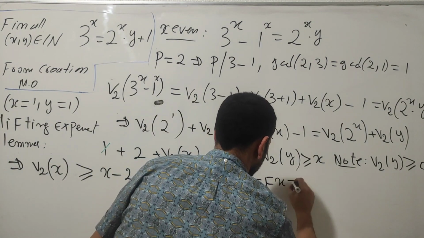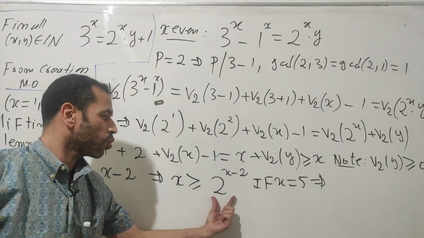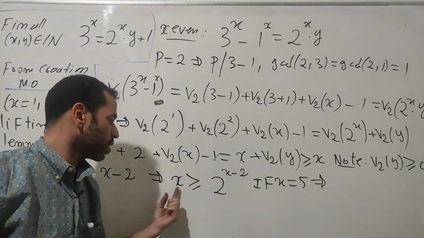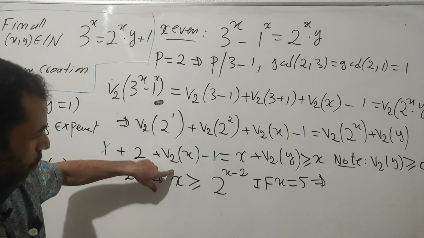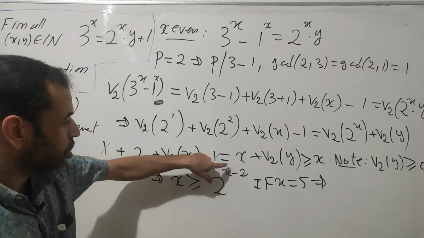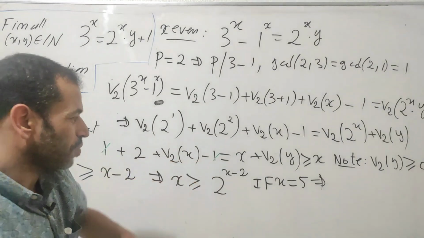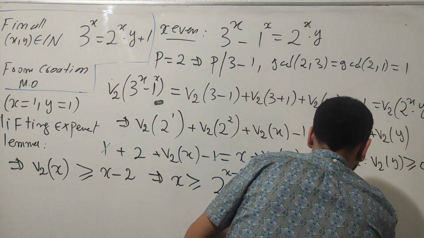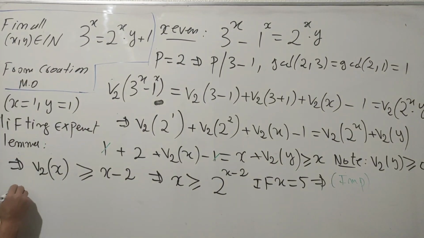Now we are going to find a problem. If x equals 5, what is going to happen here? The power of 2 is always growing quicker than x. If I choose x equals 5 and replace x with 5 here, I get 5 minus 2, which is 3. 2 to 3 is 8. We get 5 is bigger than 8, which is impossible. Which means it is a contradiction. Since it's impossible, x is going to belong to this set, 2 and 4. Why? Because x is even.